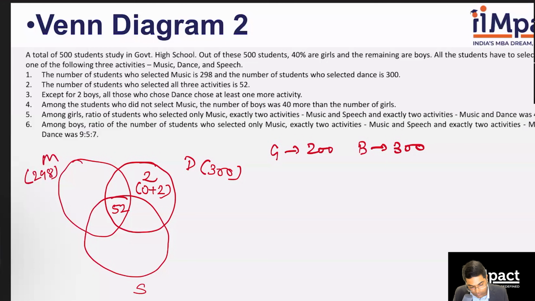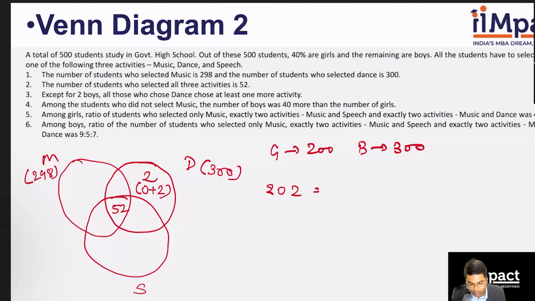Among the students who did not select music, so which is only dance, only speech, and both dance and speech, the number of boys was 40 more than the number of girls. Guys, we know there are a total of 500 students, and we know 298 have taken music. So how many have not taken music? 202.